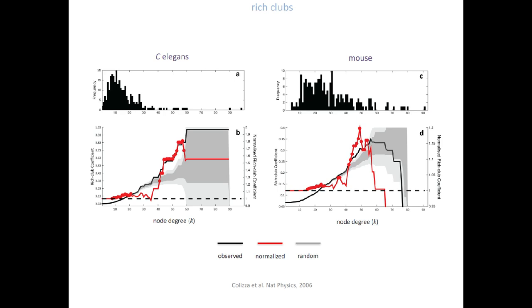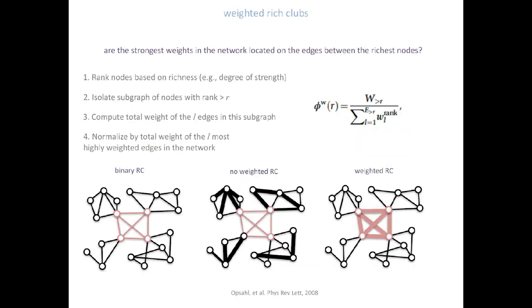We see the same behavior in the mouse. Once we get to a degree of about 43 or so, we're in the tail of the distribution, these are the hubs. We see very dense interconnectivity, right? So we're just saying, how densely interconnected are these hubs, these nodes that are in the tail of the distribution?